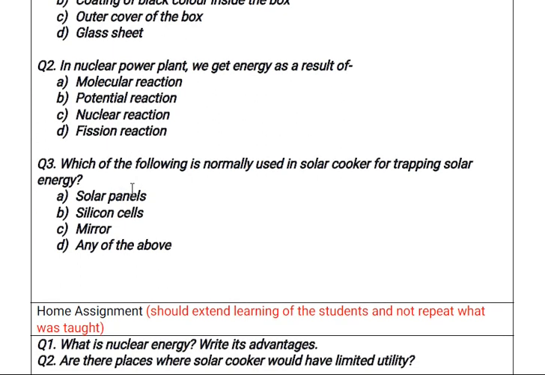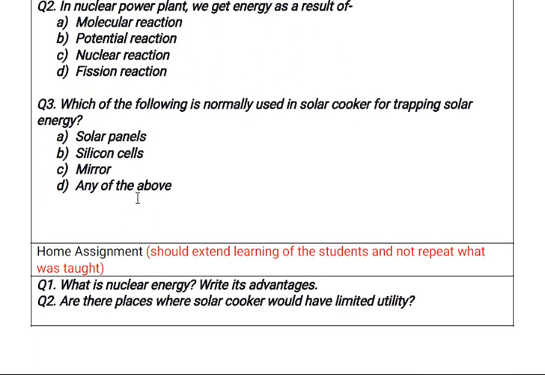And then comes the home assignment. A home assignment is necessary to mention in the lesson plan. It need not be objective. You can take them subjective so that students can write in their own words. So the homework which I have given is, what is nuclear energy, its advantages, and are there places where solar cookers would have limited utility. That means, what is the disadvantage of using a solar cooker. I have tried to manipulate the questions instead of asking directly, what is the disadvantage of a solar cooker.